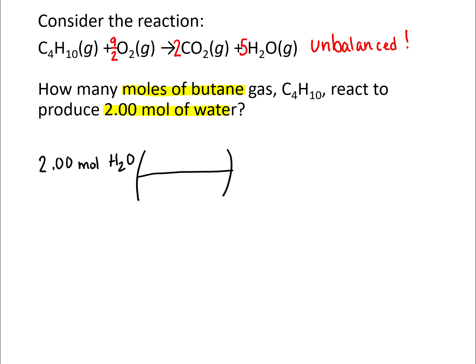All right. So we need to make 2 moles of water. We've got to figure out how much butane we actually need for that. We go to a balanced equation.